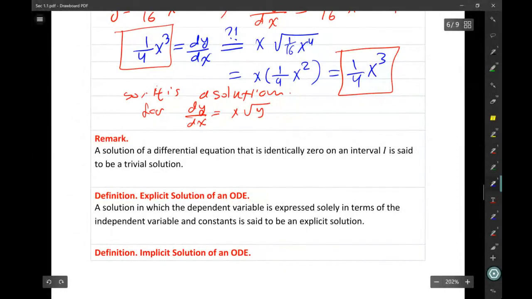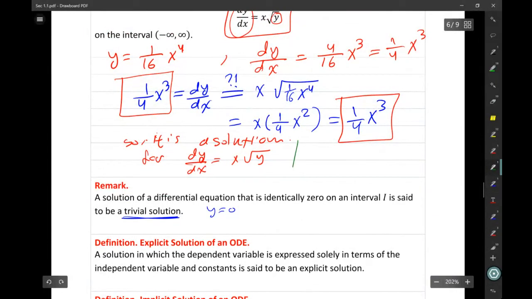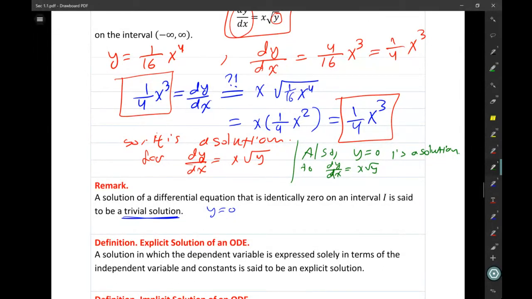Now we have something called the trivial solution. The trivial solution is the solution which is y equals zero, if that satisfies my differential equation. For example, also here in my previous example, y equals 0 is a solution to dy by dx equals x times the square root of y, because y prime is equal to 0, which is equal to x times the square root of 0, which is 0. So both sides are equal. So this is also a trivial solution for this differential equation, but we will not look for the trivial solution in our course here.